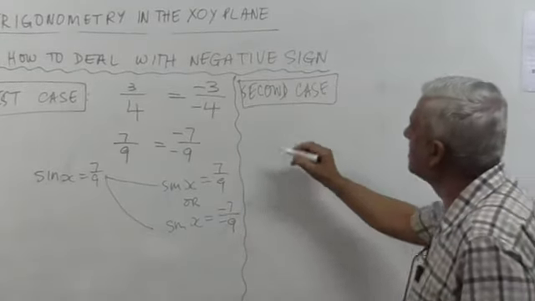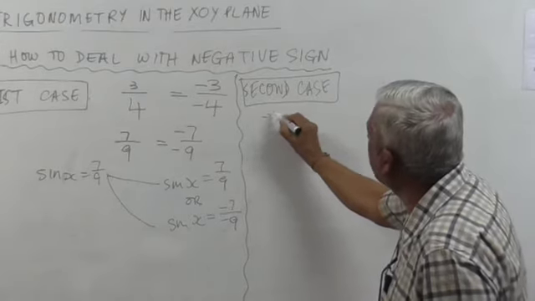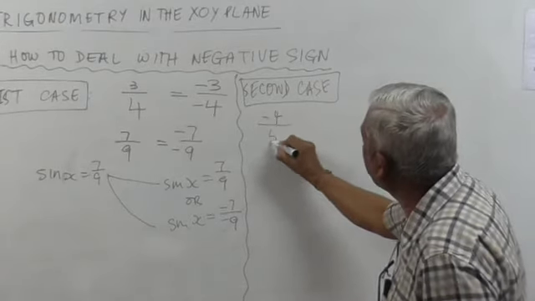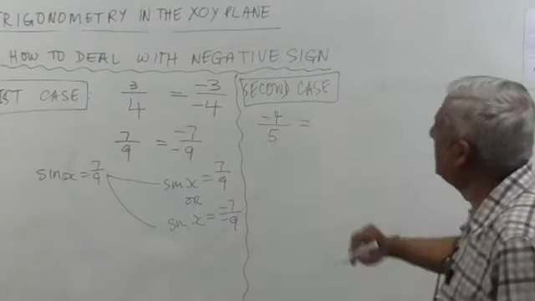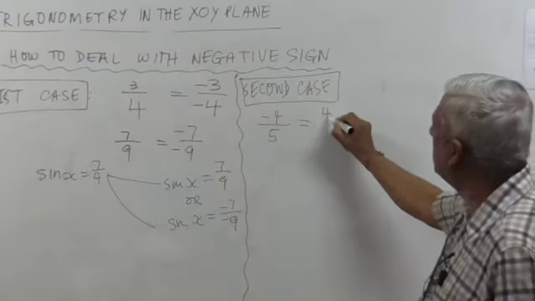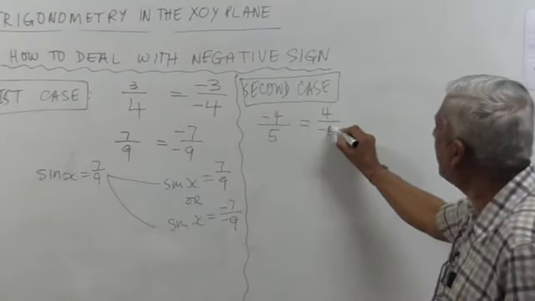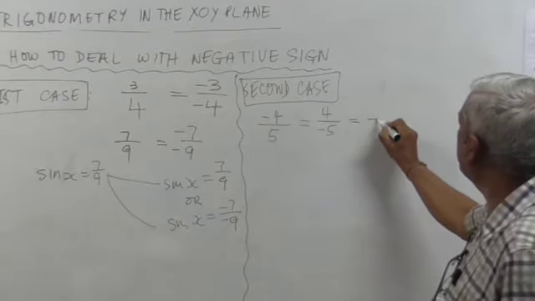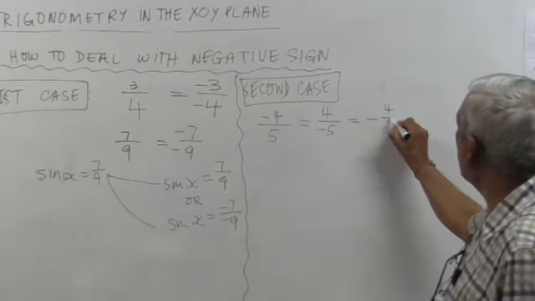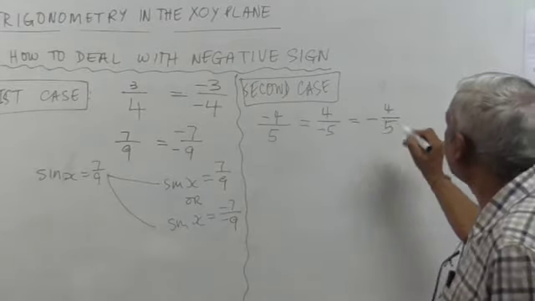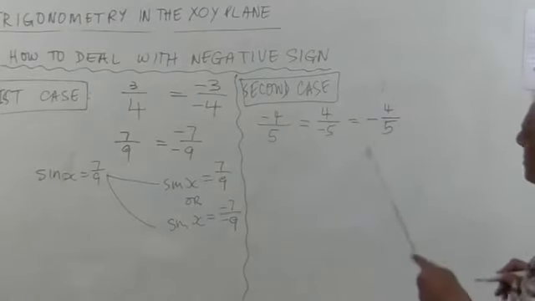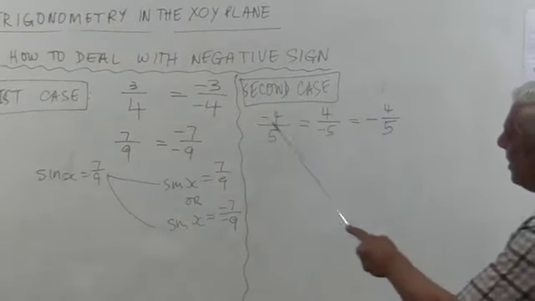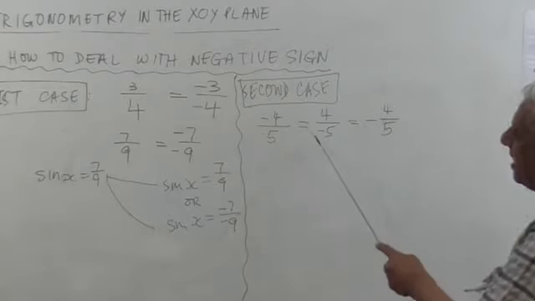In the second case, if you are given, say, minus 4 over 5, it is the same as 4 over minus 5. It is the same as minus 4 in the middle all over 5. Now in trig, this one doesn't help us. But if I'm given that, I can write this.